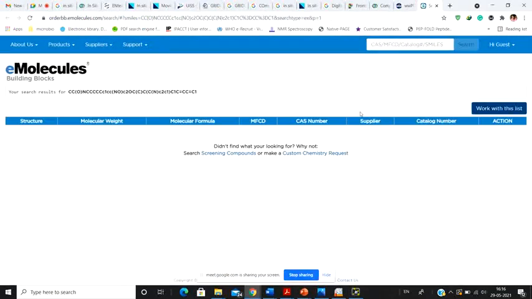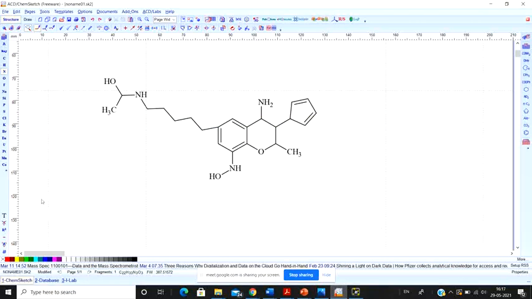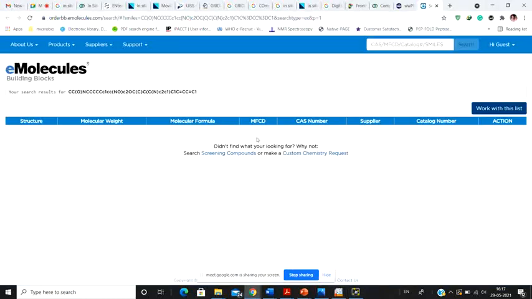And if you do it, this is another database called the e-molecules database. This particular database has all the molecules that are already present in the market that you can actually buy. If this molecule was already in the market and people were selling it, it would have shown the structure, the molecular weight of the molecule, and the supplier who sells it. Now since the structure that I have designed is a novel molecule, there is no listing of this molecule in this particular database.